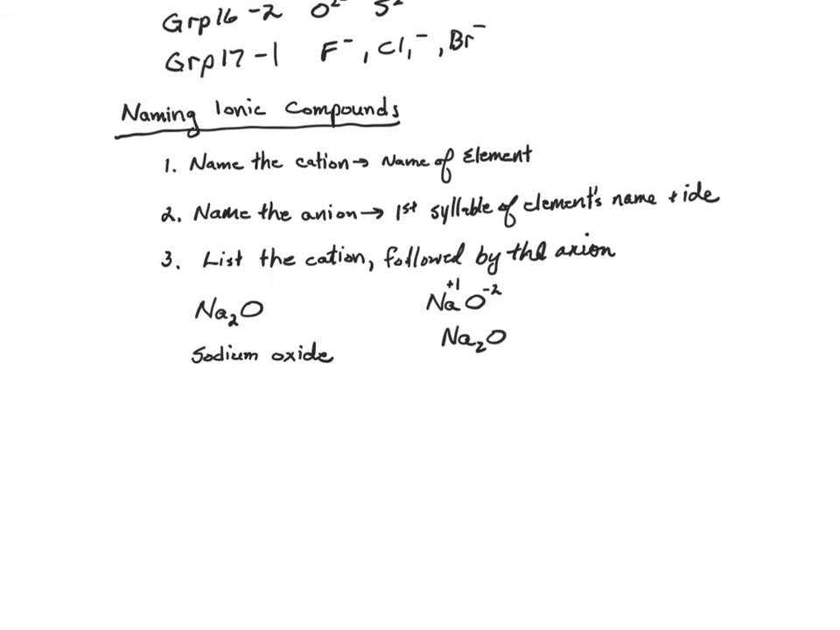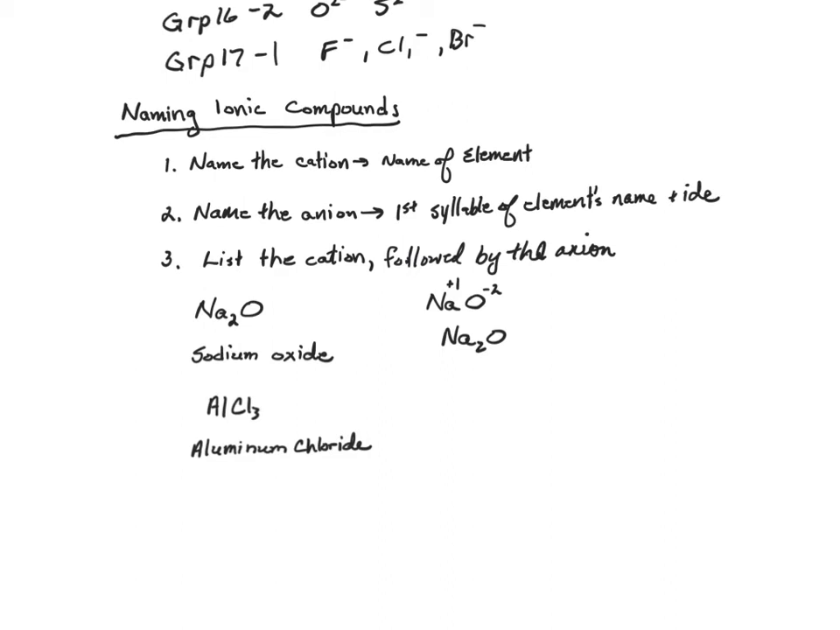Okay, another example would be AlCl3. The name of the cation is aluminum, so we just put that element's name down. The name of the anion is chlorine, so we take the first syllable of the name and then add IDE, and we get chloride. Okay, and that's how we do it. That's the way it's named.